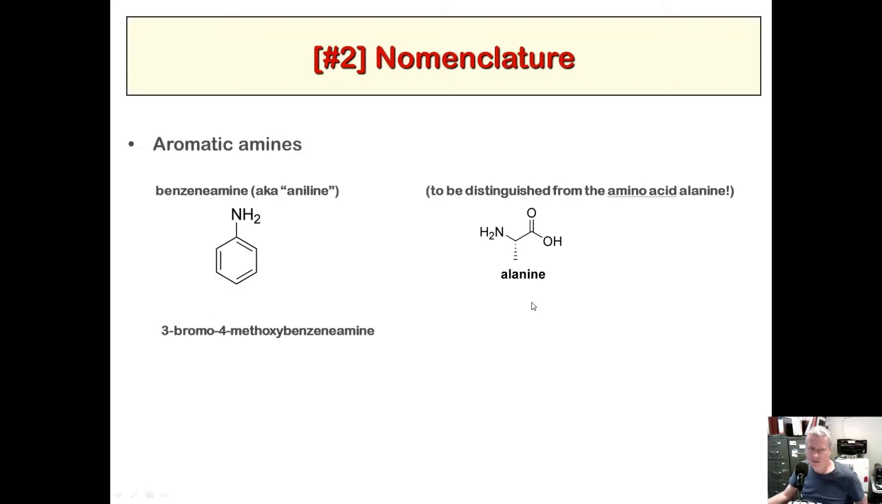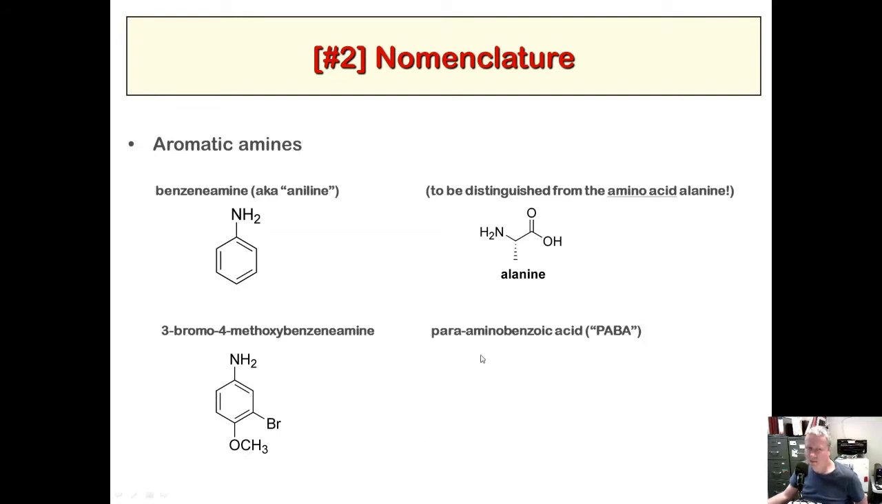Okay, just another derivative of aniline, which is 3-bromo-4-methoxybenzene amine. It's pretty straightforward. You could also call this 3-bromo-4-methoxyaniline, right? Because benzene amine means aniline. So it's just a benzene with a bromine on 3 and a methoxy on 4.